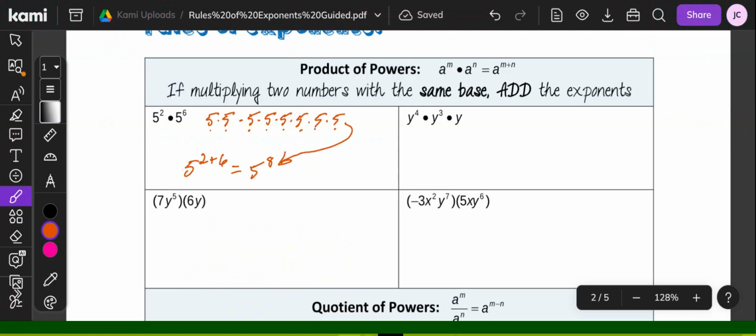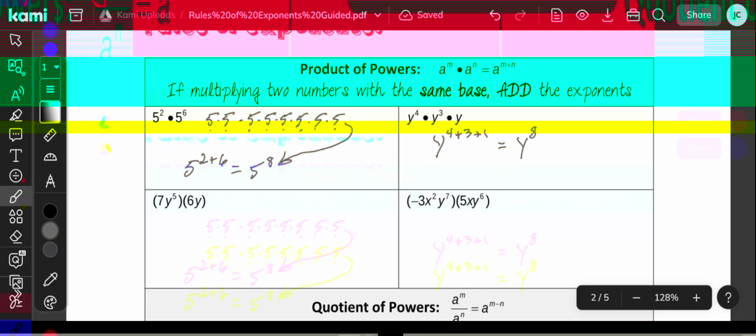Okay, so then we have y to the 4th times y to the 3rd times y, right? So that's y to the 4 plus 3 plus 1. Remembering that when there's not an exponent written, it does have an exponent of 1. You can write the 1 if you need to, and you can always use it just like I did here, and that is going to be y to the 8th power.